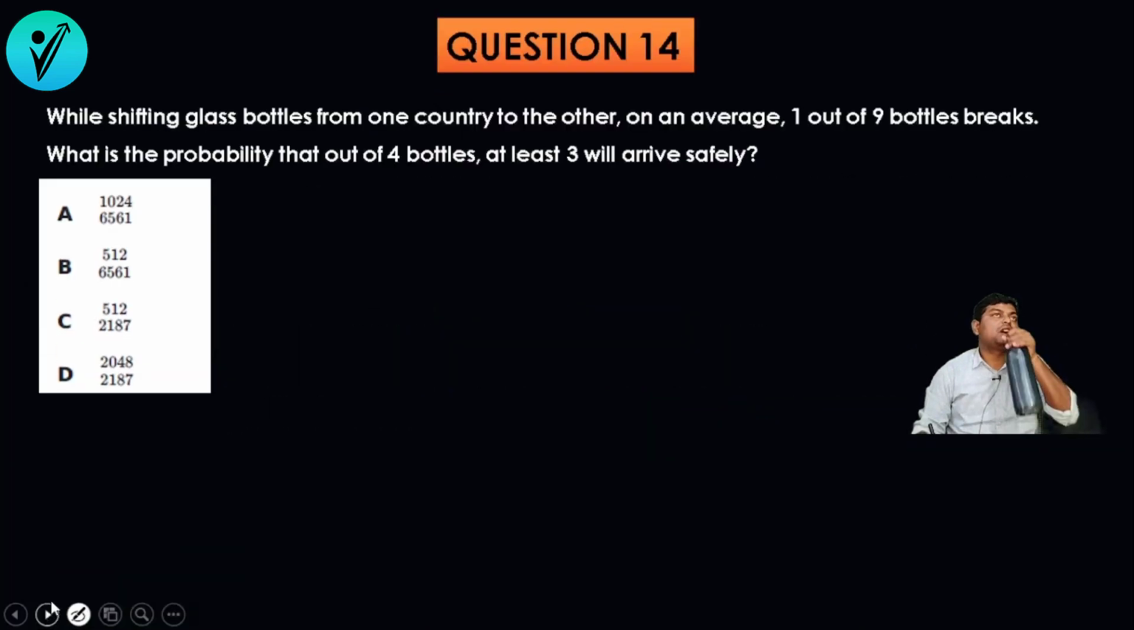Question number 14 for you. Read the question and try to solve it, please.